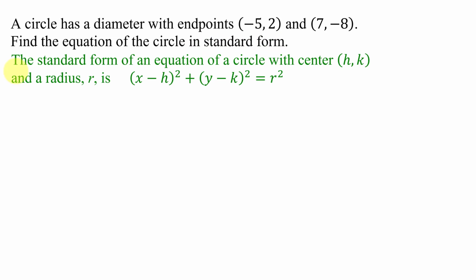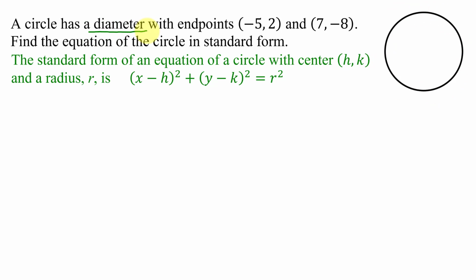So quickly reviewing, the standard form of an equation of a circle with the center at (h, k) and a radius r is given by the equation the quantity x minus h all squared plus the quantity y minus k all squared equals r squared. So to do this problem, I'm going to need the center and the radius of my circle. So quickly sketching, here is a circle.